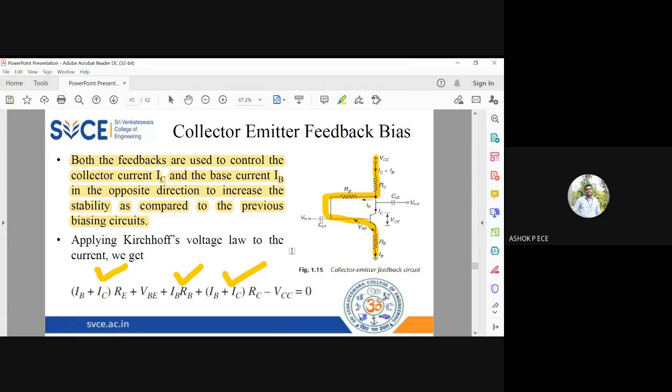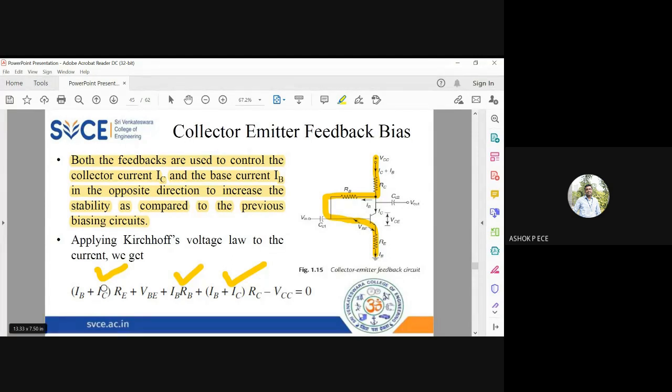As we are familiar with the KVL equation, you have to apply it. You are going to write two KVL equations, one including the base side, one including the collector side. So we have applied the KVL equation which completely surrounds the base side. From this equation, I can rearrange. I'm not showing the mathematical simplification. Please work that out at home, okay?